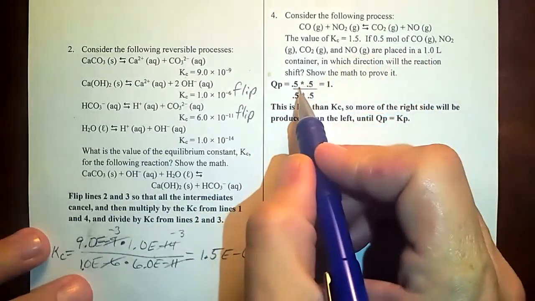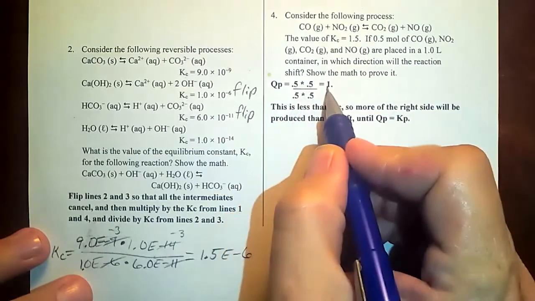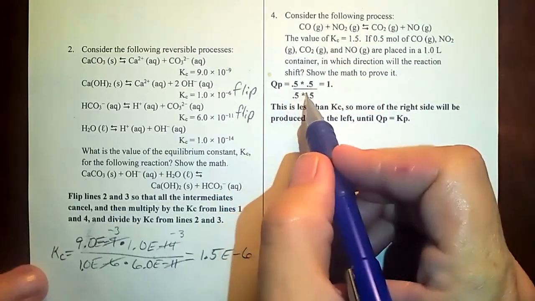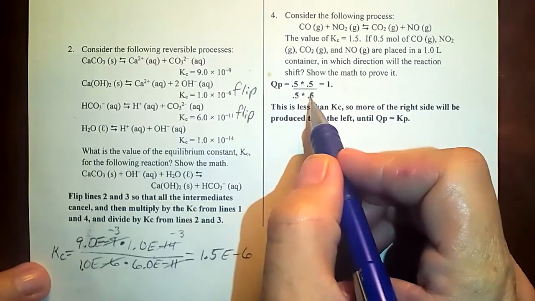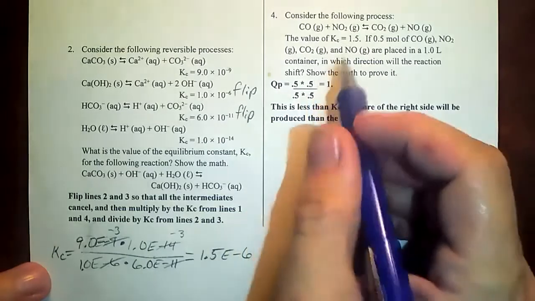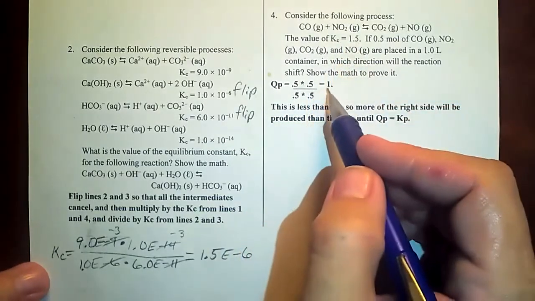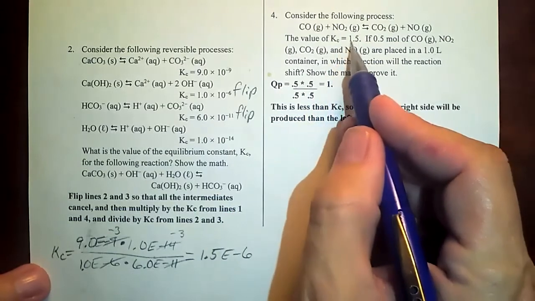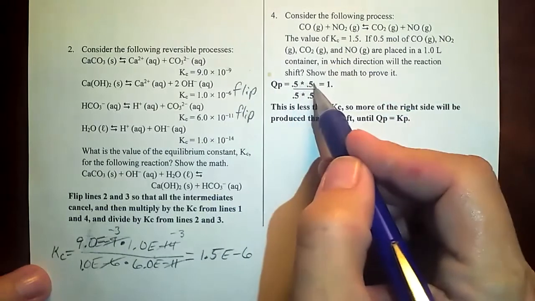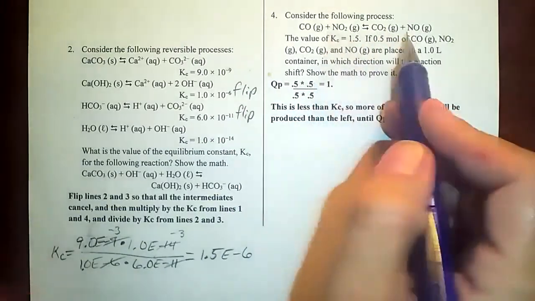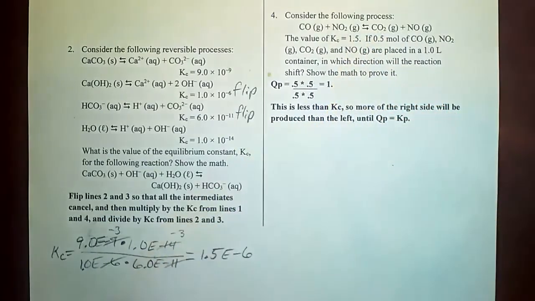So the molarities are 0.5 in all cases, which of course just cancels out to 1. Q is 1. The Q math at the moment gives us a 1, but what is K at equilibrium? It's 1.5. So we don't have enough. Q is not big enough to reach K, which means in our fraction here, we don't have enough numerator, which means we don't have enough product, and everything will shift to the right until the proportions are such that K is actually true.